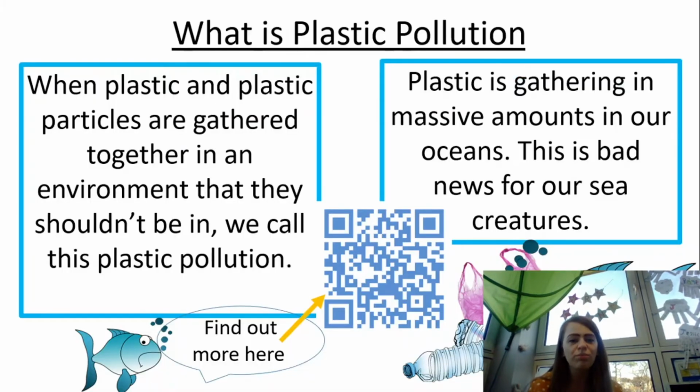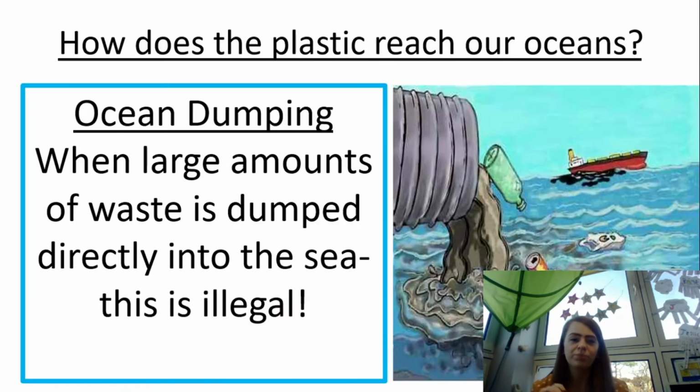So our plastic is filling the oceans up and really starting to disrupt this balance between the sea creatures and their habitat. So what exactly is plastic pollution? Well, when plastic and plastic particles are gathered together in an environment that they shouldn't be in, we then call this plastic pollution. And the plastic is gathering in massive amounts in our oceans. Huge amounts of plastic are going in, and this is bad news for our sea creatures. Now, boys and girls, you can scan this QR code and it'll take you to a link to find out more. So you can just hold up a phone and scan it and it'll take you on to a link.